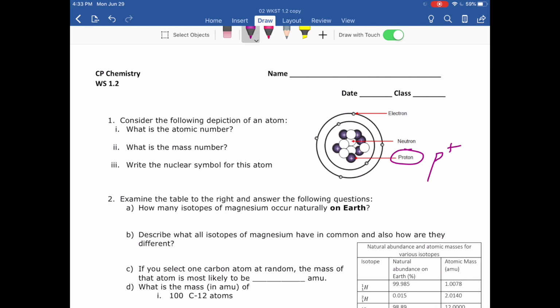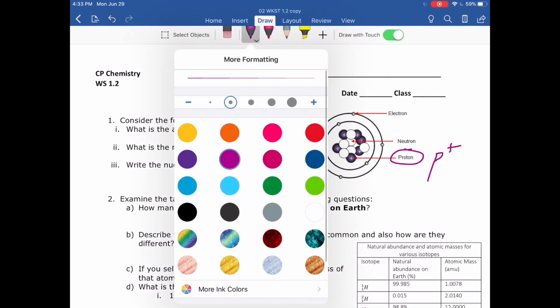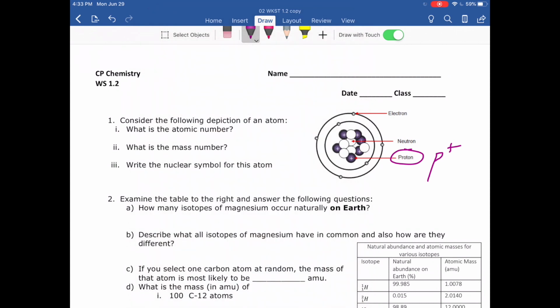So the number of protons in the nucleus, if I count them, I have 1, 2, 3. Sorry, this was not a proton. So the positively charged particles: 1, 2, 3, 4, 5, 6. So we have 6 protons, 6 positively charged particles. So the number of protons, the atomic number, that is Z, equals 6.